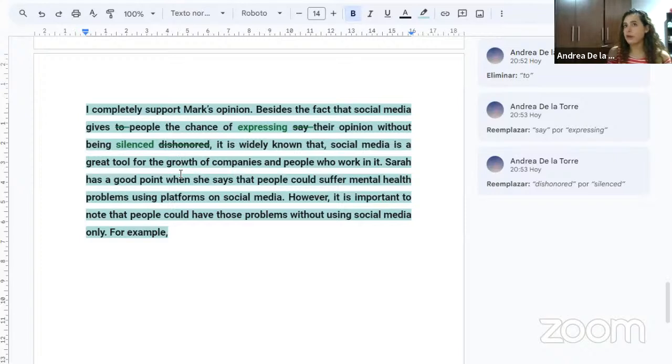So for example, if you are a king and somebody does something that you explicitly said not to do, then that person is dishonoring you.